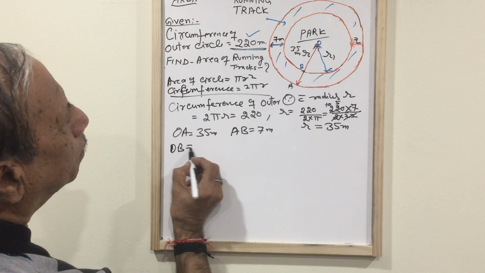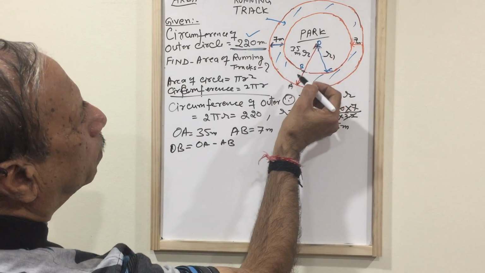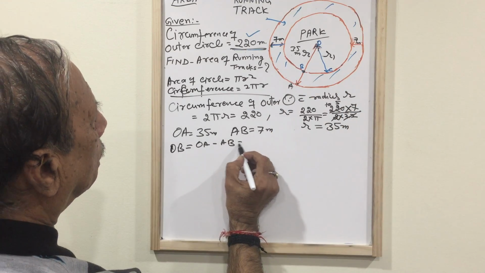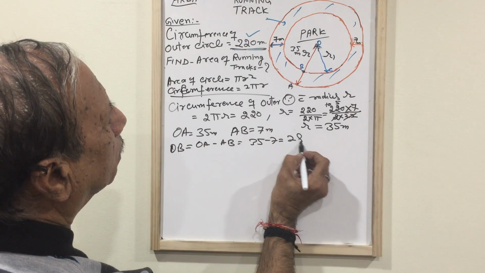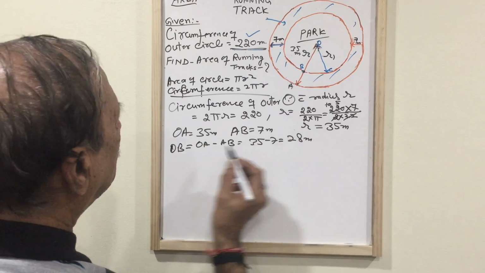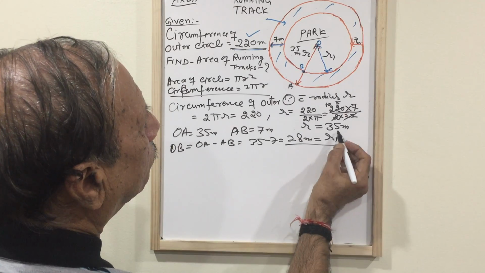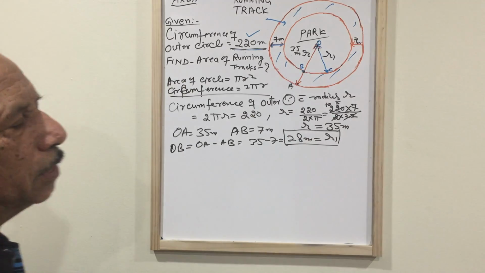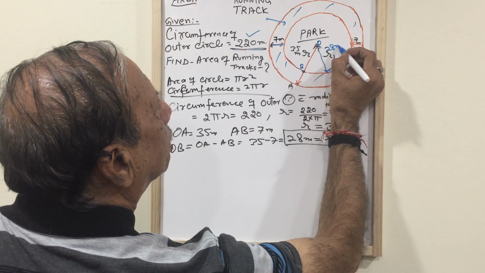OB is equal to OA minus AB. So this is 35 minus 7, which is equal to 28 meter. This is the value of r1. r1 is 28 meters and r is 35 meters.